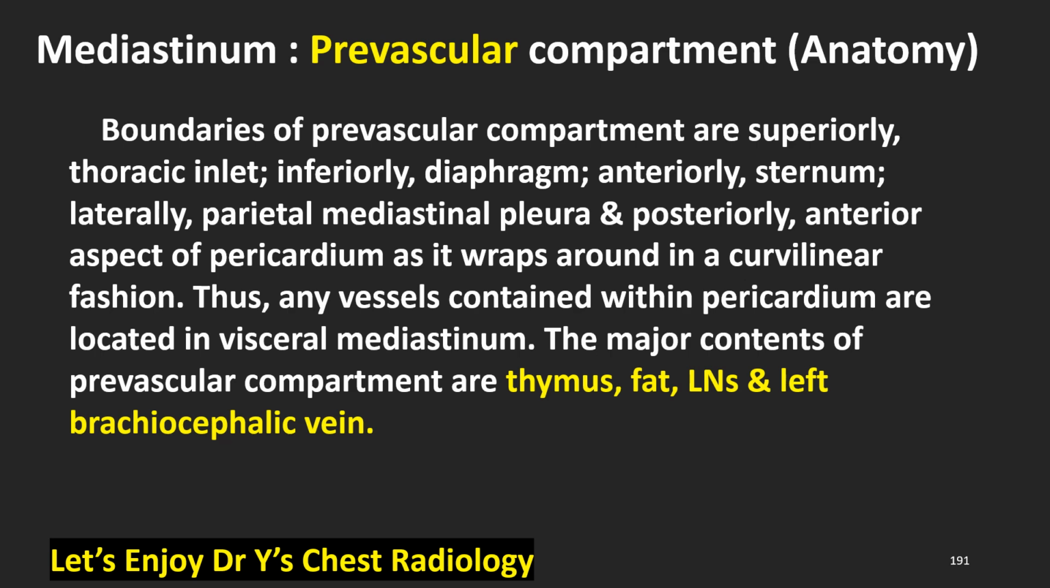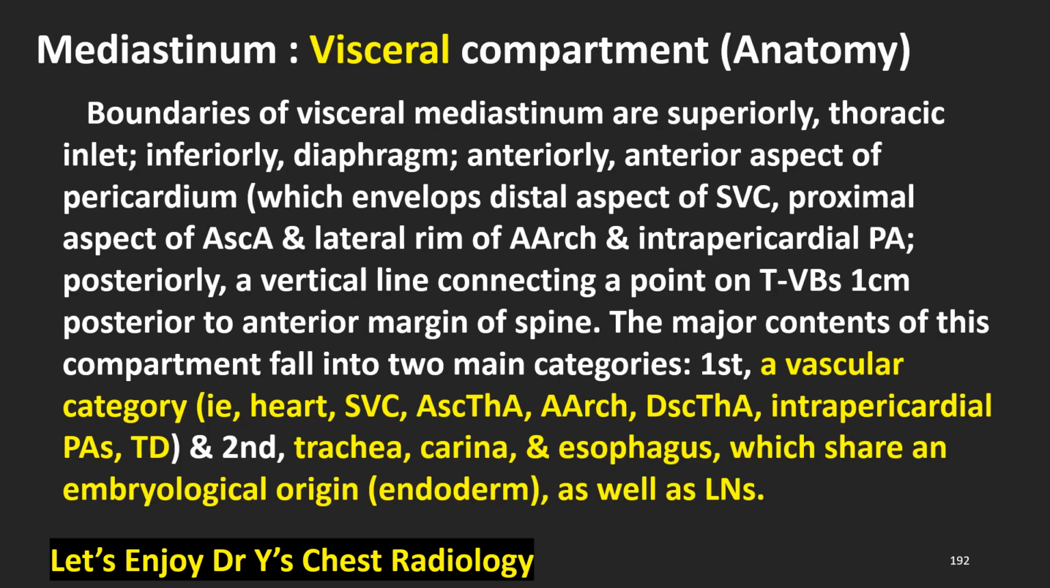Mediastinum visceral compartment anatomy. Boundaries of the visceral mediastinum are superiorly thoracic inlet, inferiorly diaphragm, anteriorly anterior aspect of pericardium, which envelopes distal aspect of superior vena cava, proximal aspect of ascending aorta, and lateral rim of aortic arch and intrapericardial pulmonary artery. Posteriorly, a vertical line connecting a point on thoracic vertebral bodies 1 cm posterior to anterior margin of spine.